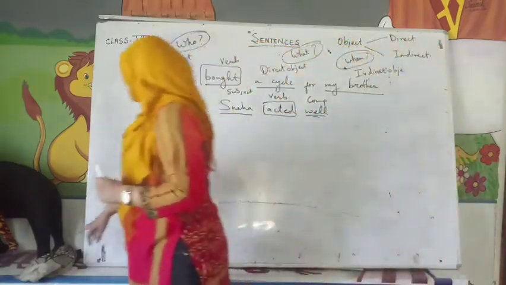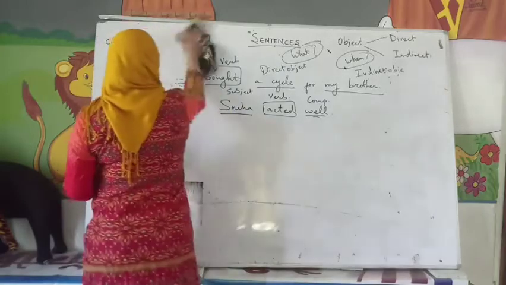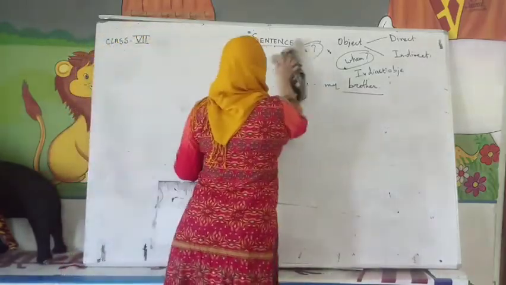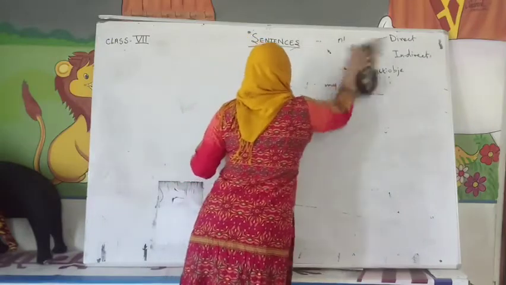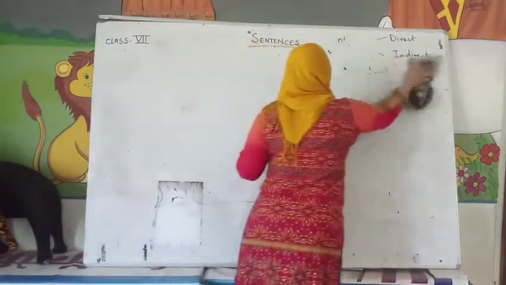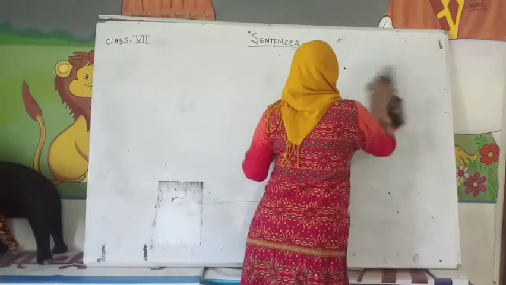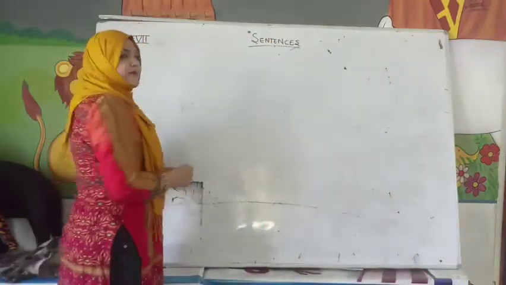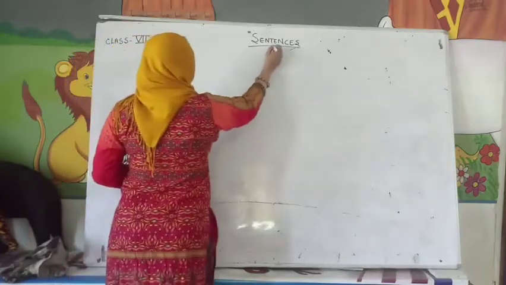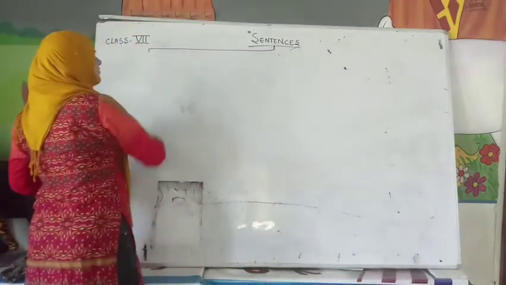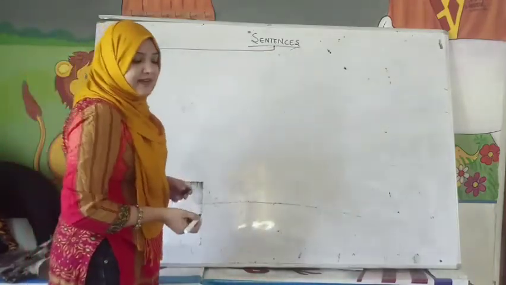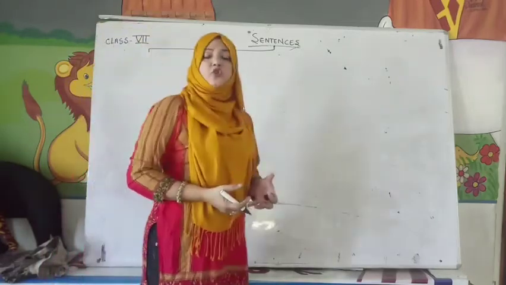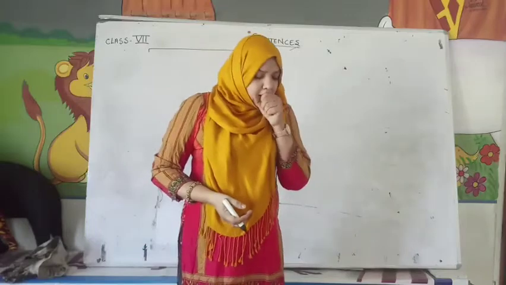Okay. So till here you all understood. Now we are going ahead with different kinds of sentences. Now, how many kinds of sentences are there? You know what sentences are? Yes. So how many kinds of sentences are there? There are 5 kinds of sentences. First is assertive sentence. Assertive, or it is also called declarative sentence.